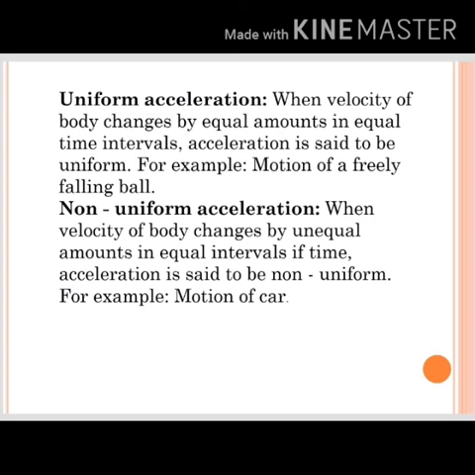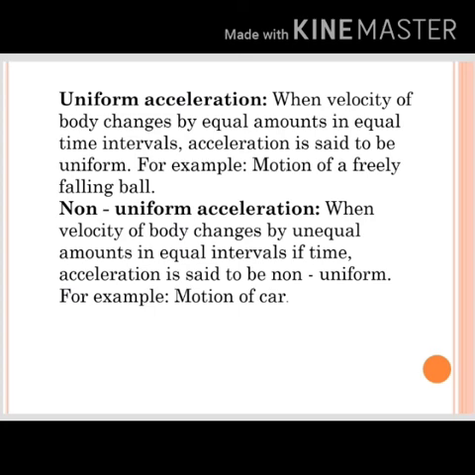Non-uniform acceleration. If the velocity of the object changes by unequal amount in equal interval of time, the object is said to be in non-uniform acceleration or variable acceleration. For example, if the speed of a car traveling along a straight road increases by unequal amount, then the car is moving with non-uniform acceleration.